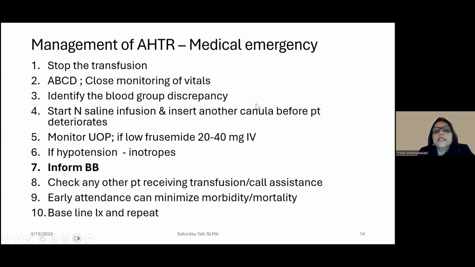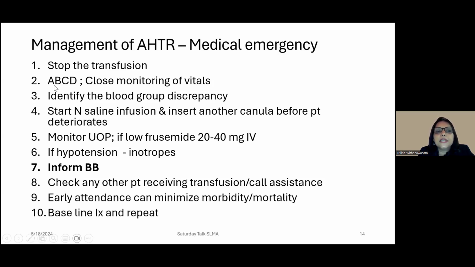So, the management. This is very important. Everybody, when we qualify as MBBS or nursing officers, has to know how to manage an acute hemolytic transfusion reaction. It can happen any time. It's a medical emergency. Stopping the transfusion should be done. It is the first thing.